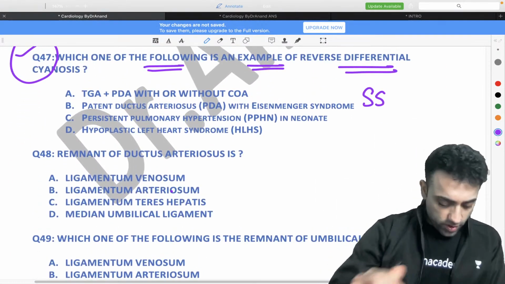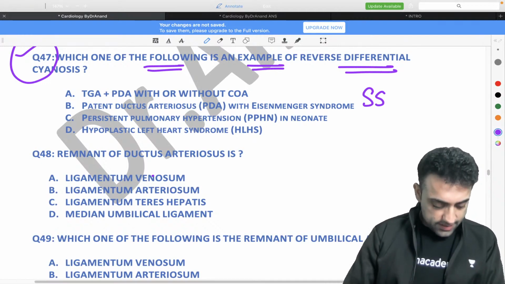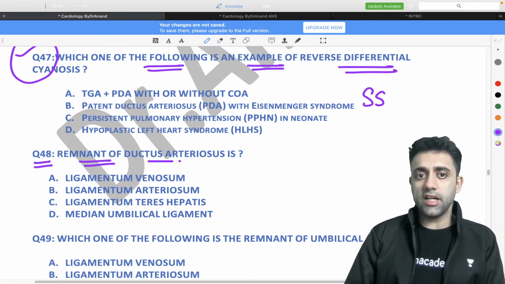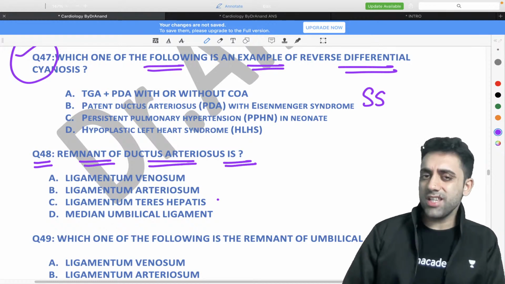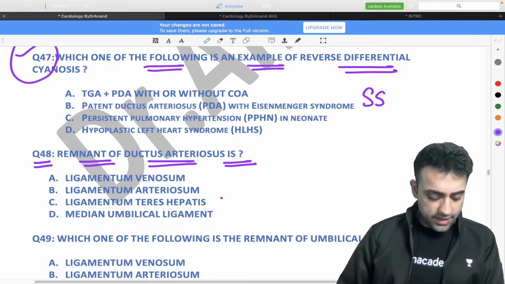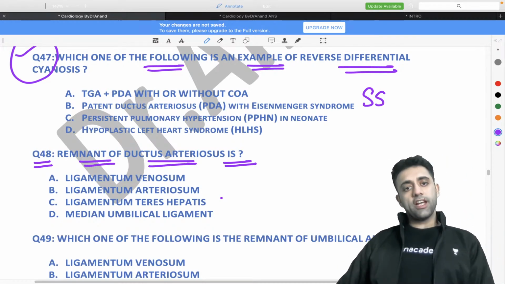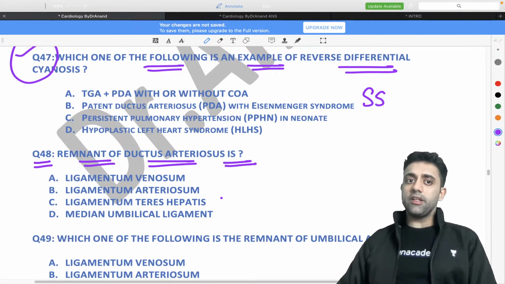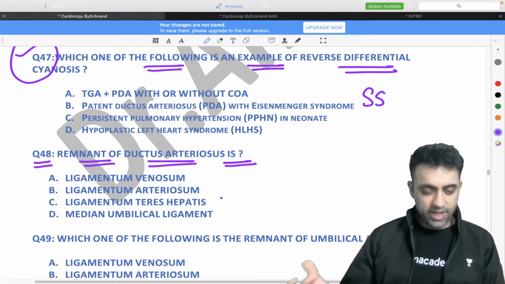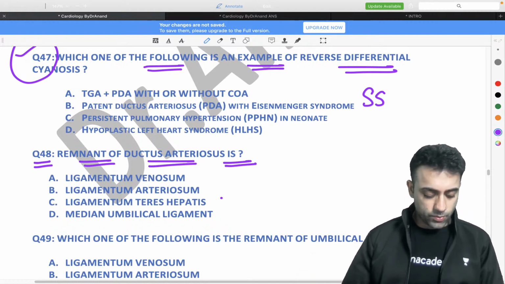Okay, question number 48. Yes, the voice is coming, okay, Doctor Priya. Question number 48: remnant of ductus arteriosus is what? Very easy question. So we have a mix of tough and easy questions. The remnant of ductus arteriosus is what? The options are ligamentum venosum, ligamentum arteriosum, ligamentum teres hepatis, and median umbilical ligament. Very easy question. I think anyone can answer this question, right?